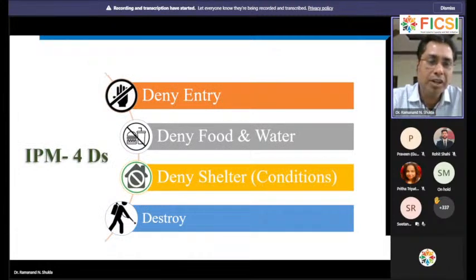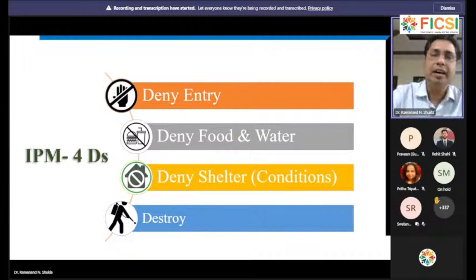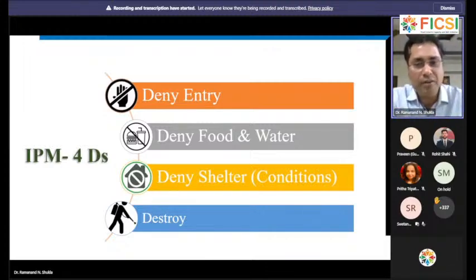When we talk about it, there are four D's that we always advocate, and this has been an age-old thing, but it still holds good. The first D is to deny entry to the pests. Second one is, in case you have not been able to deny entry and somehow they have come in, deny them food and water. What will happen is, usually they would actually come for either food or shelter. If you do not provide them food and water, they will move out, right?